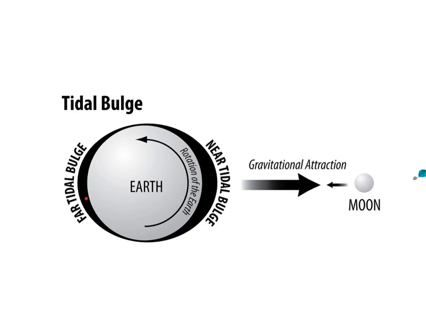6 hours later, the Earth keeps rotating, and now I'm rotating back into a low tide. 6 hours later, now I'm rotating into this near tidal bulge, or a high tide. So throughout a 24-hour rotation cycle, every location on Earth gets two high tides and two low tides. You have a low tide here and a low tide here, a high tide here, and a high tide here. So 4 tides total per 24-hour rotation.